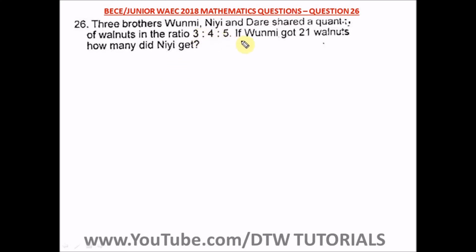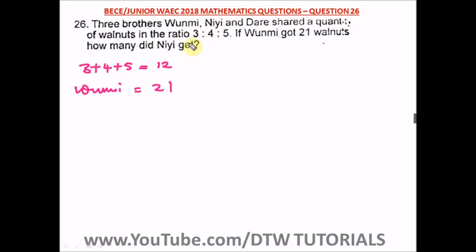So we've been given that Wumi got 21 walnuts. First of all, we have to look for the total walnuts. Since we've been given one person's walnuts, it is easy for us to get the total walnuts. So the total ratio is 3 plus 4 plus 5, which will give us 12. And we've been told that Wumi got 21 walnuts.